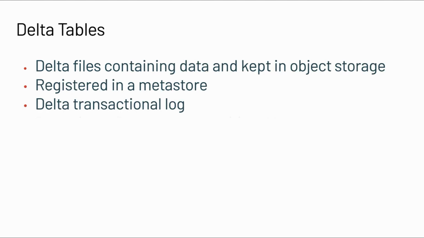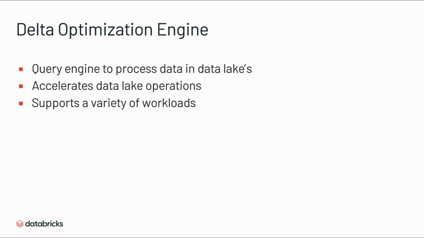So then we have Delta tables. A couple of things about Delta tables. So Delta tables are collections of data kept using Delta Lake technology. Those Delta tables will have Delta files that contain your data, kept in object storage. Tables are also registered in a metastore. A metastore being basically a catalog that tracks your data's metadata, so the data about your data. The Delta tables will also have that Delta transaction log that is saved with those Delta files in that object storage. Then we have Delta optimization engine.